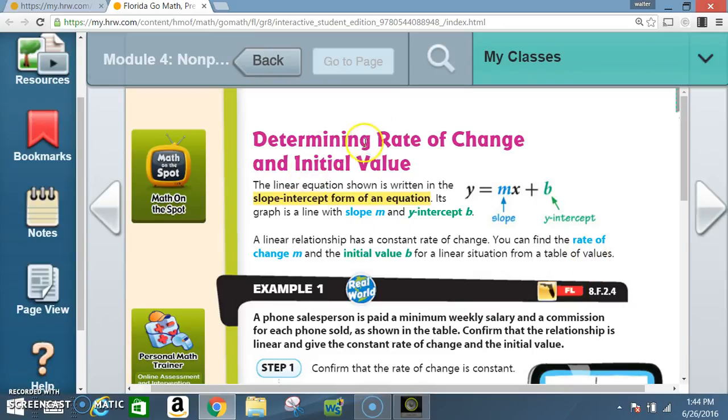If you notice, they use the term rate of change. Rate of change is another term for slope. Initial value is another term for the y-intercept. Initial, or the beginning value, that's your y-intercept. Rate of change, once again, is also called the slope. All right, and let's take a look at one of our videos based on example 1.